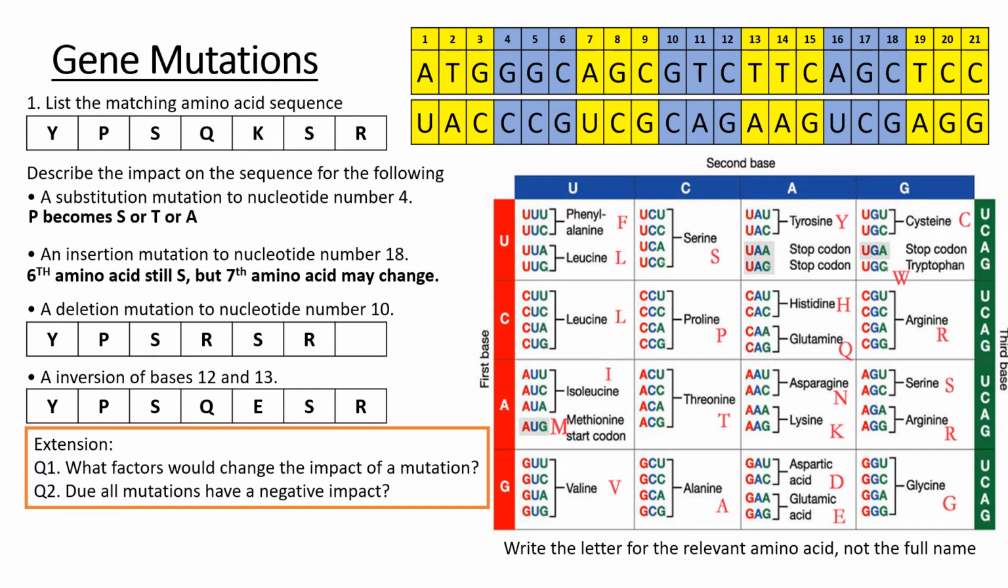The extension questions were, what factors would change the impact of a mutation? It comes down to where the actual mutation occurs, because a mutation at the start can have a much bigger impact than a mutation at the end of the sequence if we have what's called a frame shift. And the frame shift is what happened when we had that deletion mutation, and because we deleted, the triplets were no longer in sequence, and from that point forward we had different sets of triplets.